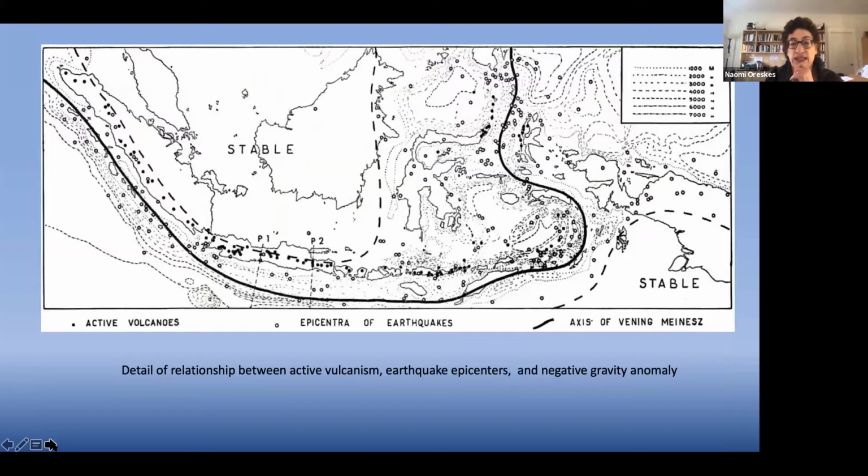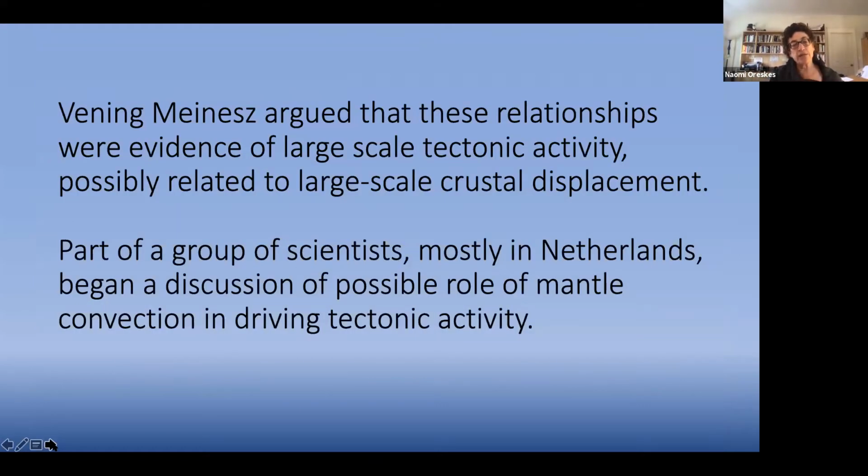And this is just a little detail from the same map. Vening-Meinesz argued that these relationships were obviously not a coincidence, but that they were evidence of some kind of large-scale tectonic activity taking place, possibly related to large-scale crustal displacement, so earthquakes, volcanism, and geophysical anomalies. And he became part of a group of scientists, mostly in the Netherlands, who began a very serious scientific discussion of the possible role of mantle convection in driving tectonic activity and possibly driving continental drift.